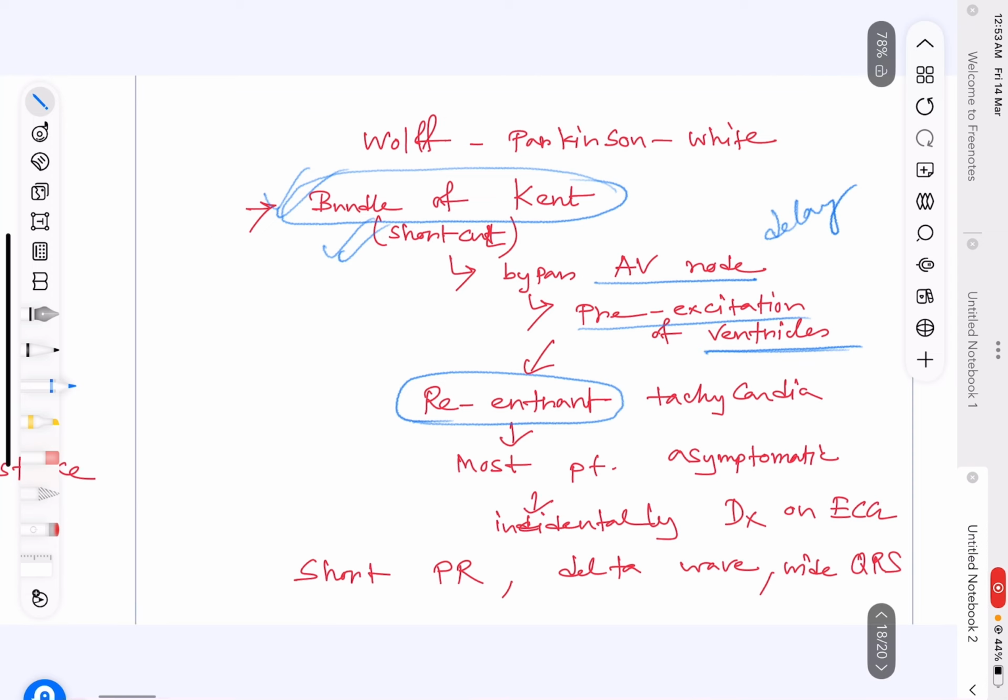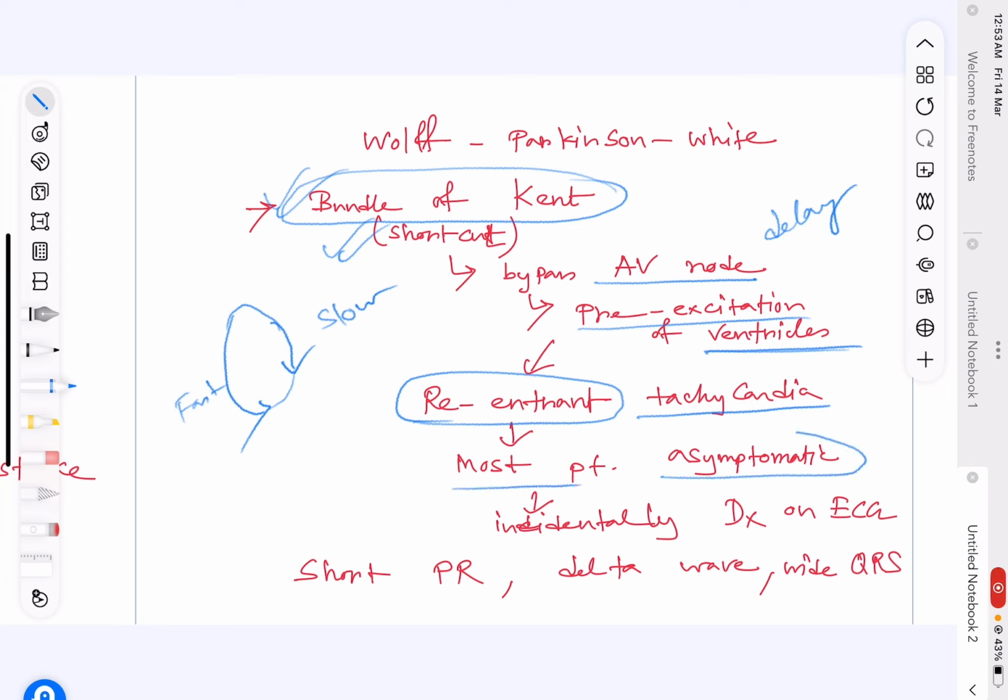Now, just like AVNRT, we have two pathways here. One is the AV nodal pathway, which is the slow pathway, and this extra pathway, which is the bundle of Kent. This is the fast pathway. So suppose this is the fast pathway and this is the slow pathway. So slow pathway से fast pathway जुड़ेगा and fast pathway में फिर से वापस एक सर्किट बन जाएगा, re-entrant tachycardia. But WPW syndrome patients are mostly asymptomatic.